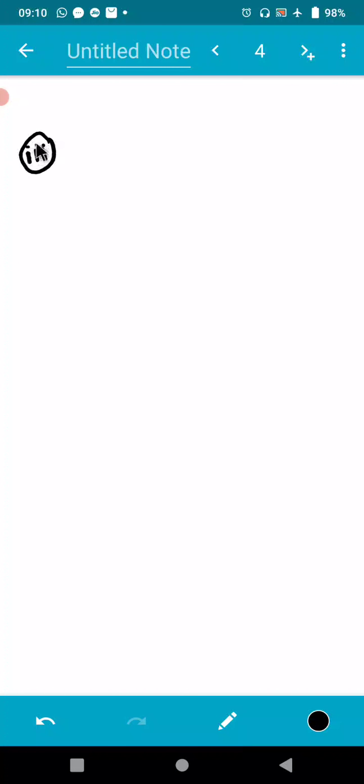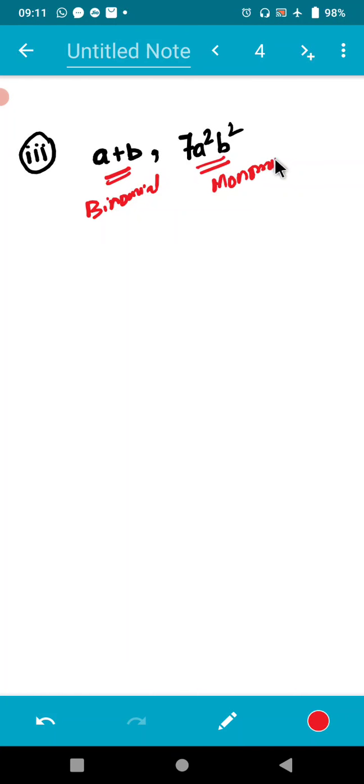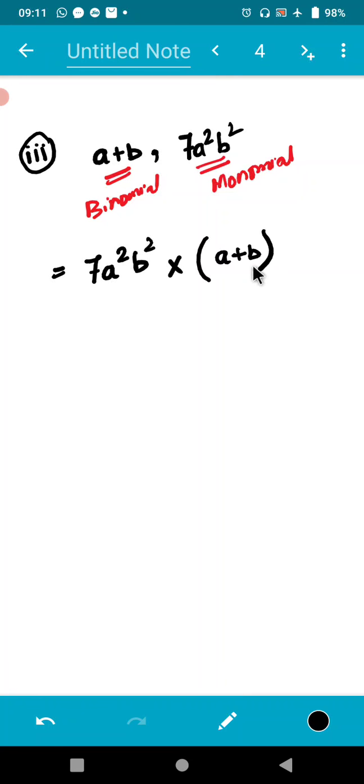So what we have in sum number 3, so we have A plus B comma 7A square B square. Now which one is binomial? This expression is binomial, as we have two terms out here. And what about this? This is monomial. Now it doesn't matter if the binomial term is mentioned first and the monomial is given next. Always try to write the monomial terms at first, always. Okay, 7A square B square, then put a multiplication sign, and then inside the bracket you write the binomial expression.